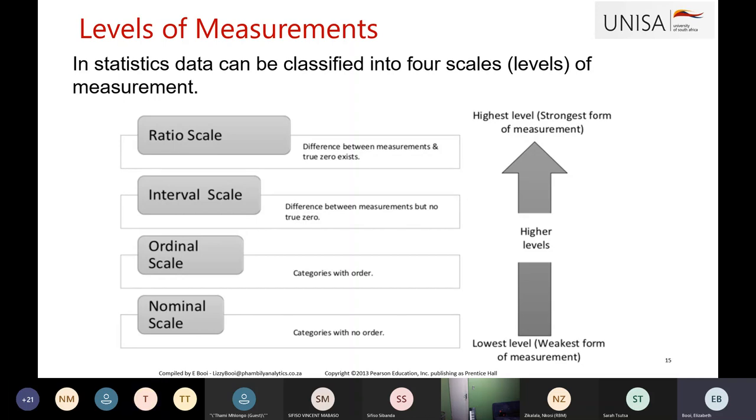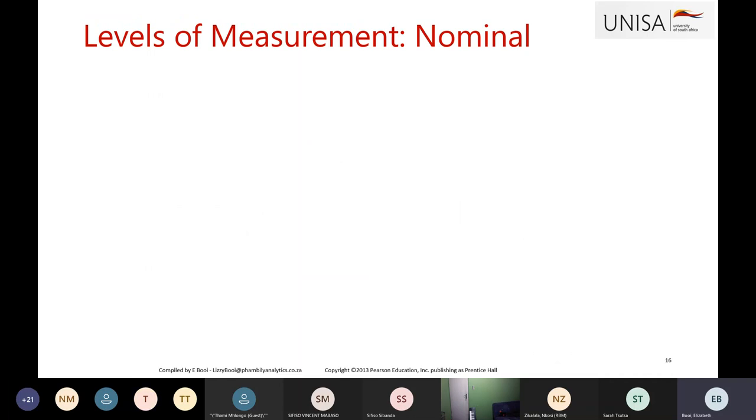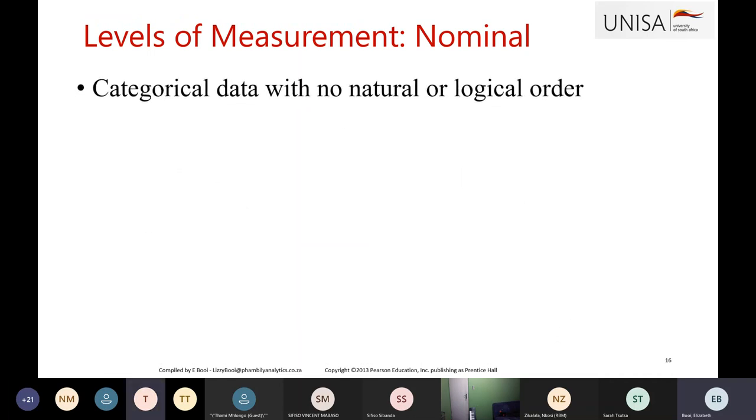Okay, so let's dig deep into understanding each and every one of them. Levels of measurement for nominals. For categorical data, there are two: nominal and ordinal. With nominal, there is no natural or logical order, like marital status. When you think of nominal, think of it as none of the data within that variable has a priority or superiority over the other. They are just categories, like yes and no. Yes is not superior to a no. It's just that someone prefers this, someone prefers that.